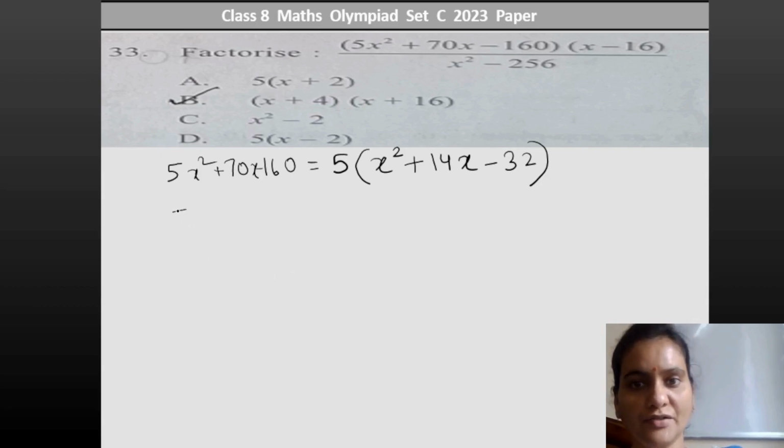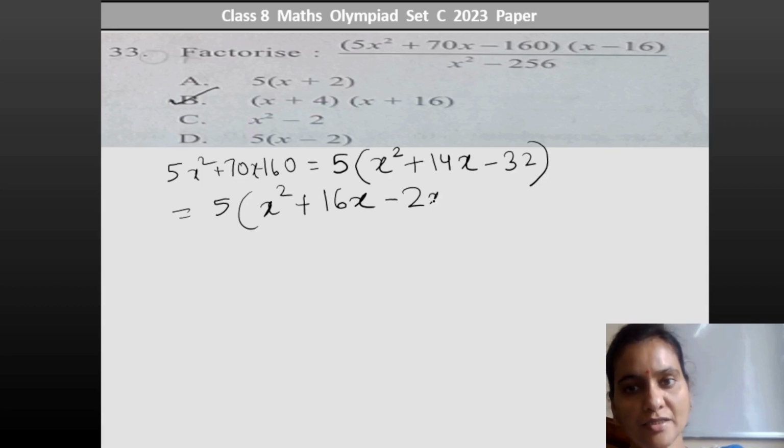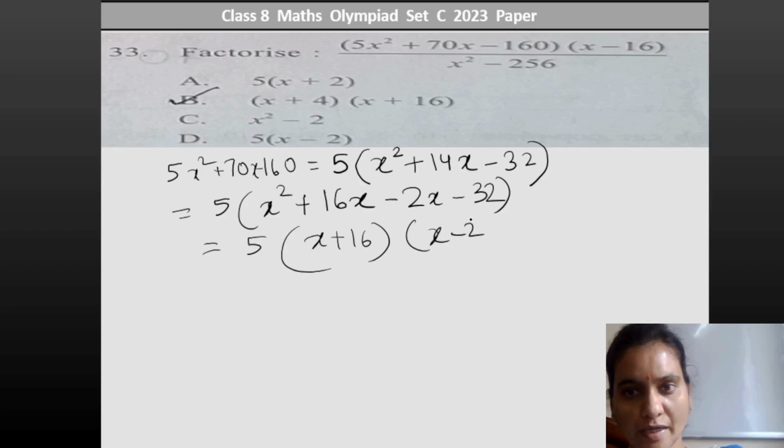That way we need to factorize. So 5x square, instead of 14 I can write 16, 16x minus 2x minus 32, I can write like this. So 16x minus 2x is 14x, and 16x into minus 2x is minus 32x. So we have factorized it. Now let's do further factorization. It will become x plus 16 into x minus 2. Okay, I'm skipping one step to keep it short.